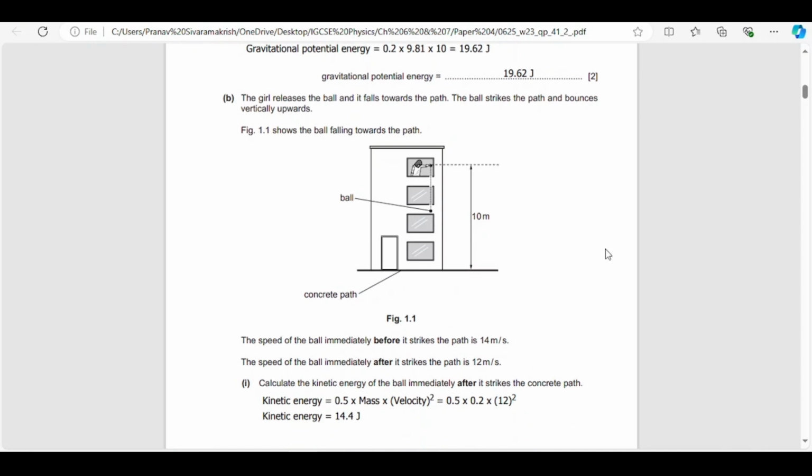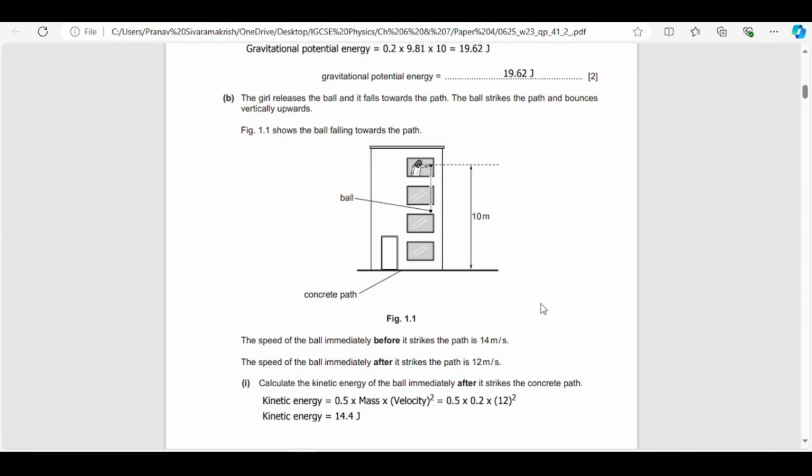The girl releases the ball and it falls towards the concrete path. The ball strikes the path and bounces vertically upwards, so it's probably gone down and then bounces back up a bit. Figure 1.1 shows the ball falling towards the path. The speed of the ball immediately before it strikes the path is 14 meters per second, so that is right before contact. The speed of the ball immediately after it strikes the path is 12 meters per second, so after it strikes it and goes back up, it's 12 meters per second.